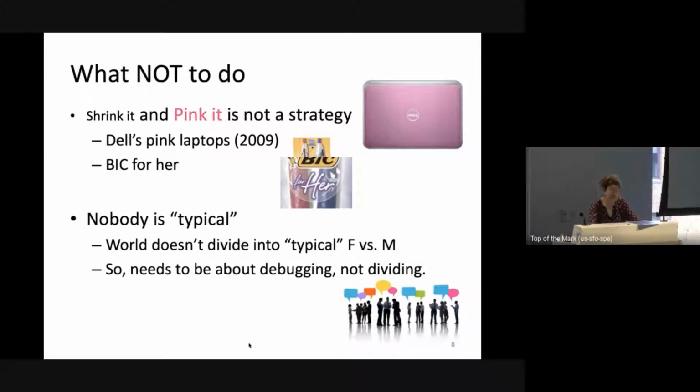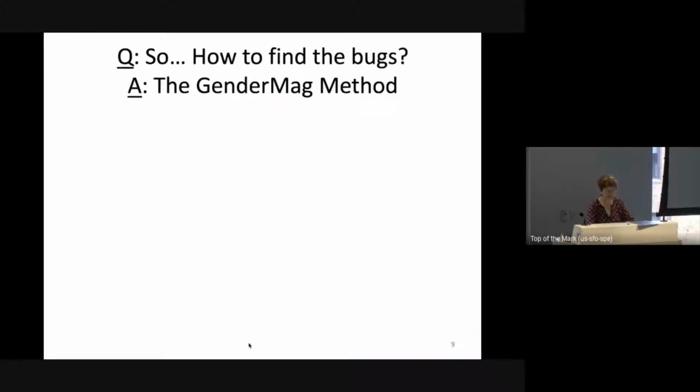It can't be about dividing into multiple versions. It has to be about debugging, taking down inclusivity barriers, or inclusivity bugs, as we call them. Okay, you just think of it as a debugging problem. So how do we find inclusivity bugs? Well, have we got a deal for you?